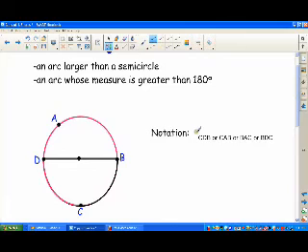And while I'm putting these on, let me talk a little bit about the specifics of that. Whenever I name a major arc, I need 3 points. Okay, because if I only use 2 points, then I would actually be naming the minor arc. So if I just said arc BC, it would be the small arc here. That's why I need a 3rd point, so that it lets us know that we're talking about the big arc. And I can use either A or D, doesn't matter. B and C could be first or last, doesn't matter. But in order to name a major arc, you need 3 points on that arc.